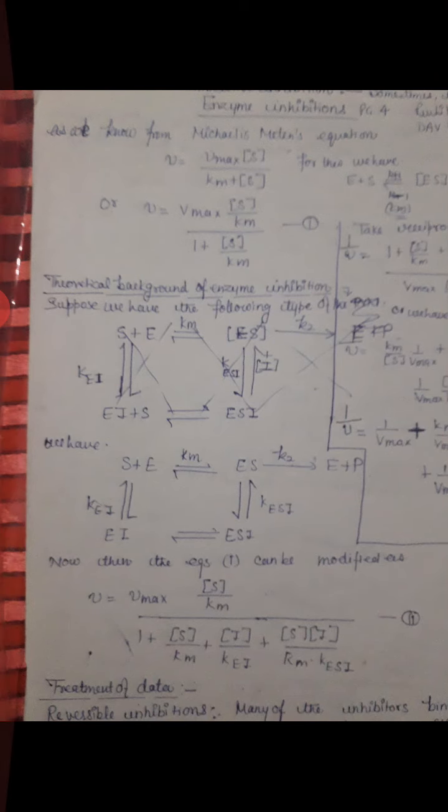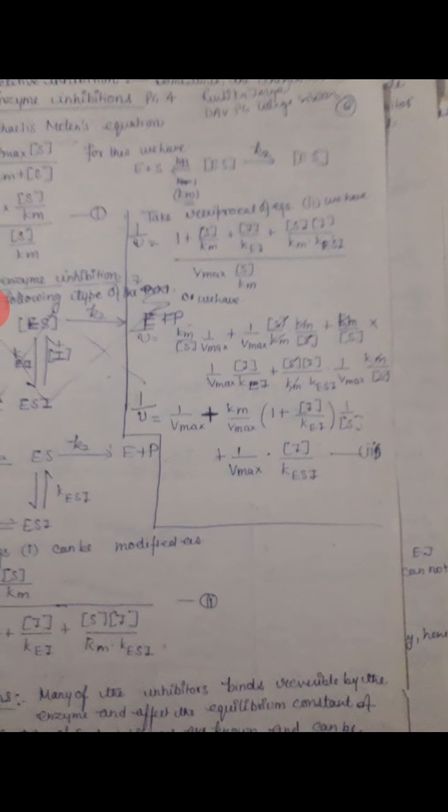Now the next step: we take the reciprocal and then divide separately by Vmax. So we get a new equation: 1/V is equal to 1/Vmax plus Km divided by Vmax, times 1 plus the concentration of inhibitor divided by KEI, times 1 over the concentration of S, plus 1/Vmax times the concentration of I divided by KESI. We just take the reciprocal and divide the terms individually to get this equation. This is the common equation.